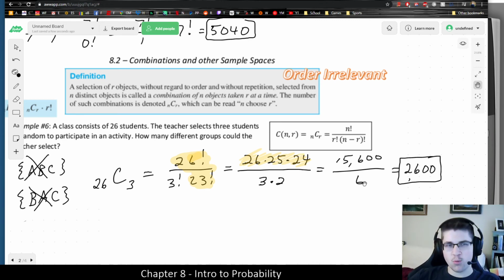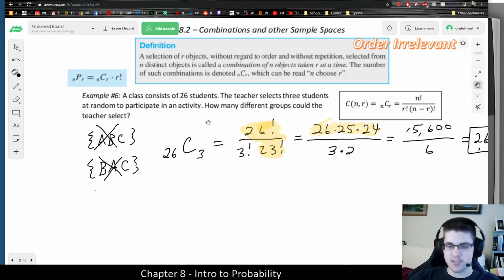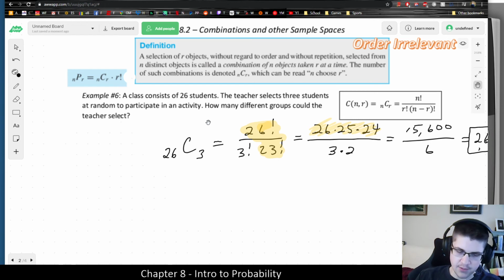But the last question is, why did I divide it by 6? Why am I dividing by r factorial to get the number of combinations? If we return to what I was saying at the very beginning, thinking about the ways in which order does not matter, let me rewrite those events, for example ABC, ACB. What's the difference between order mattering and order not mattering? Let's look at all the permutations of those letters.